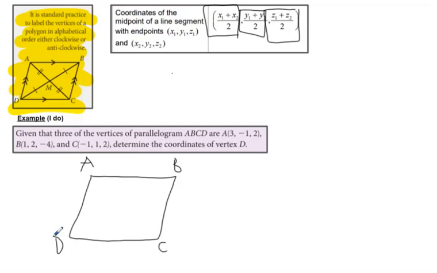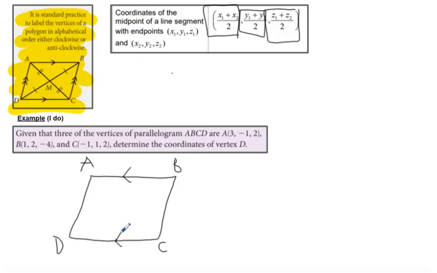So what you could do, you could realize that BA is parallel, as in a vector, it's exactly the same vector as CD. So we could work out the vector BA, and then we could do that vector from C. We could do that journey, and that would get us to D. So that's a perfectly valid method. I'm going to show you how to do it using midpoints.